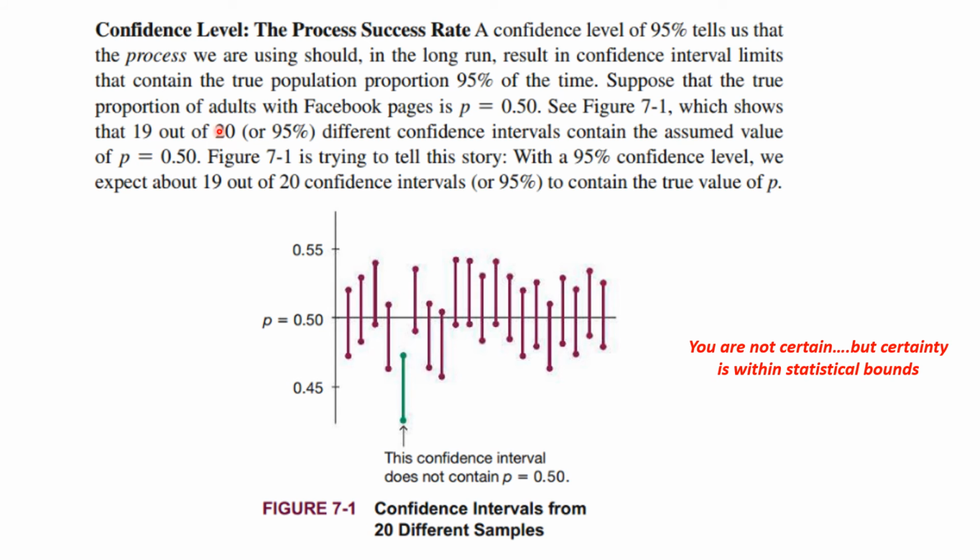And as we saw in the video, this process is a very solid process, but it doesn't always work. So here is an example where the true value of p is 50%. And you notice what happens is, of the 20 tries, one of them totally misses. So that is a confidence interval, the green one, that did not contain the 50. Now, you are not certain, but you are within a statistical bound. And 1 out of 20 would be 95%. You would be correct.